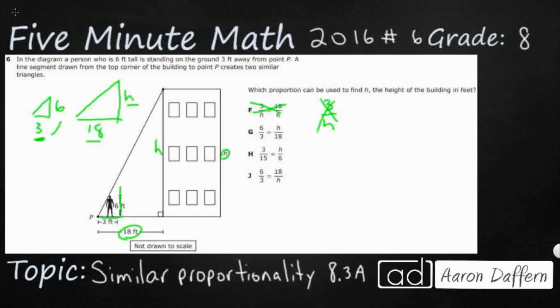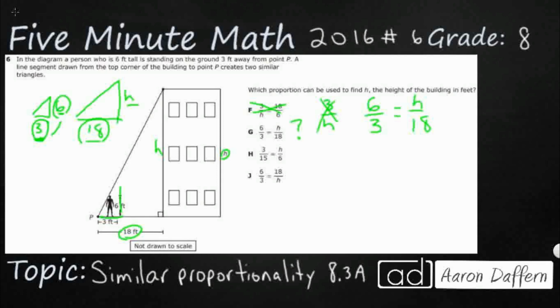Let's just keep moving. All right, so look at G. We've got 6 over 3, so what I've got here is the height on the small over the base on the small. Since I'm staying within the small on this first one, I want to do the same thing on the big. I want the height of the big, H, and then the base of the big, and that's 18. So that's looking good. That's exactly what we have. So G looks good.